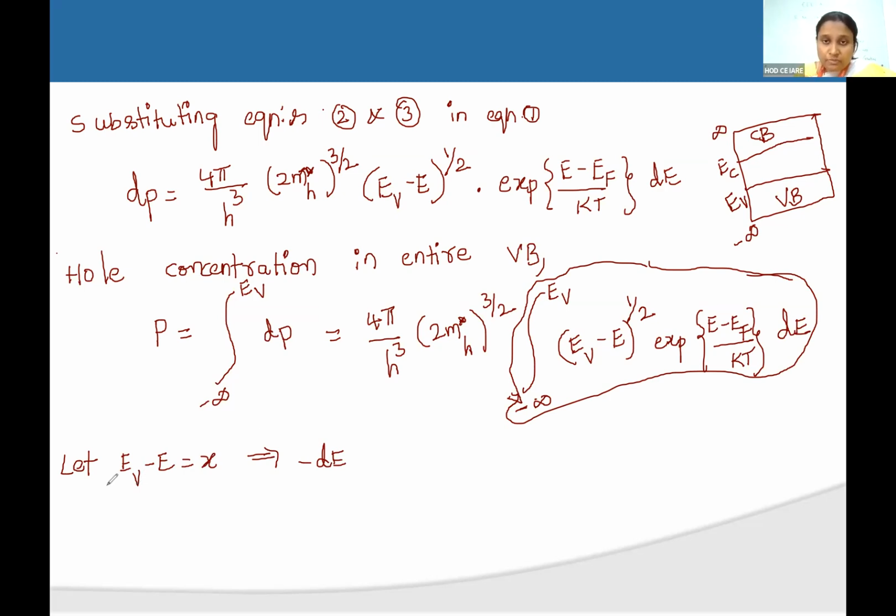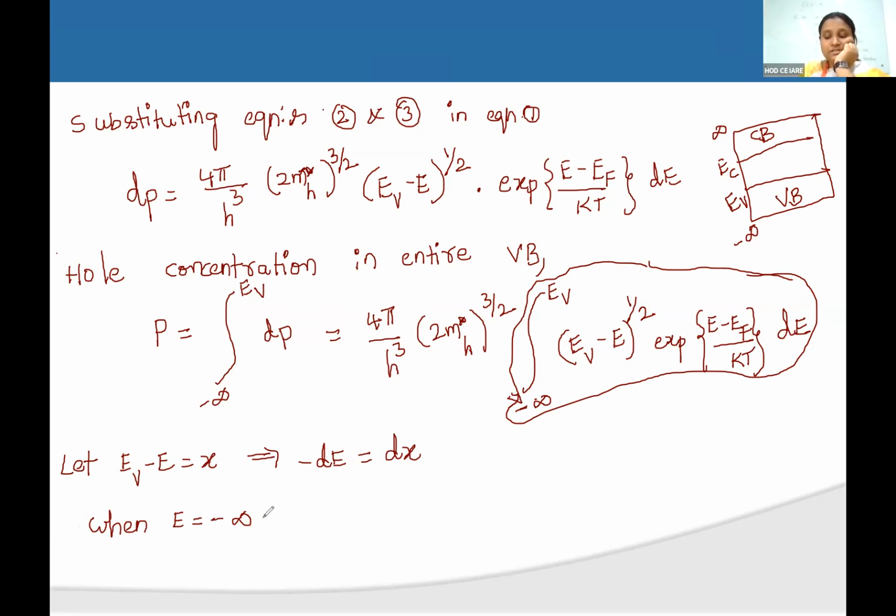When I differentiate on both sides, this constant will become 0. What is variable? E is variable. So here we are left with minus dE on the left-hand side, and dx on the right-hand side. Now we will try to get the limits of integration. What is our lower limit? If I substitute the lower limit minus infinity, what is the value of x?